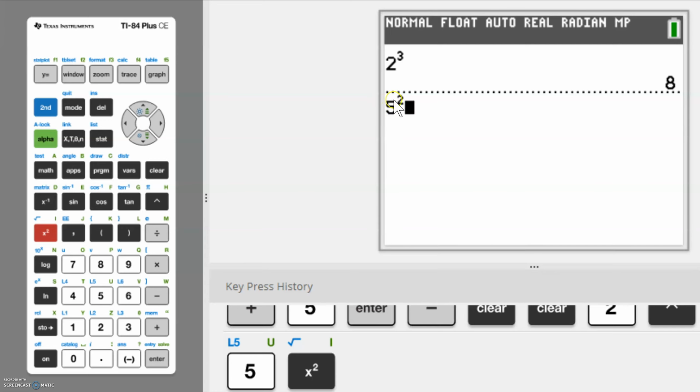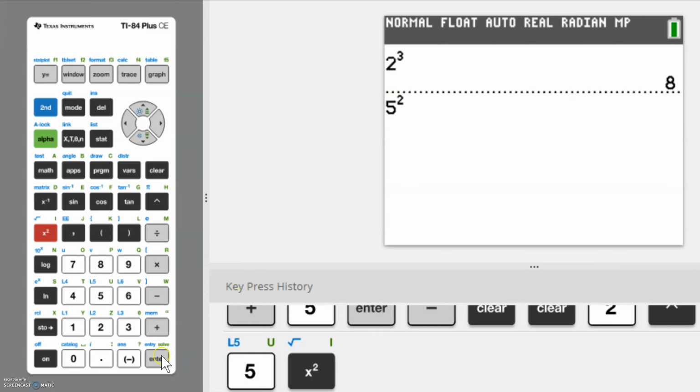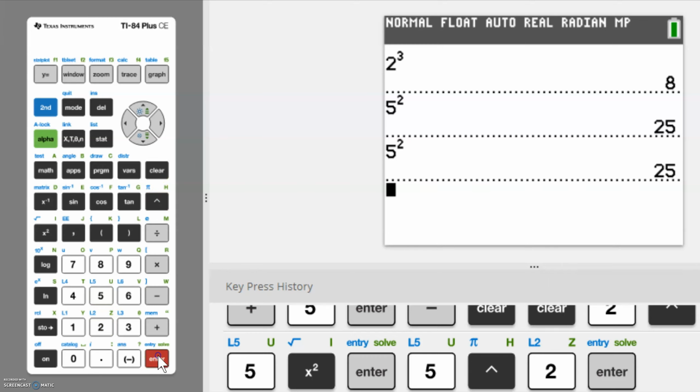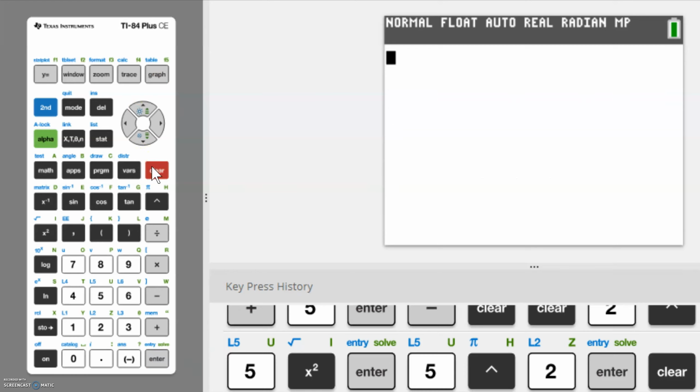You notice it puts a little 2 up there and hit enter. Now you can use the exponent key if you want to. So I could have done 5, exponent key, 2, enter. Same answer. All right, so if I want to clear the screen, I'm going to hit clear.